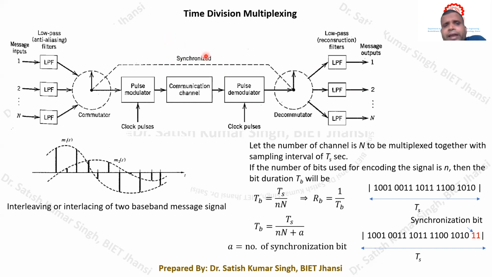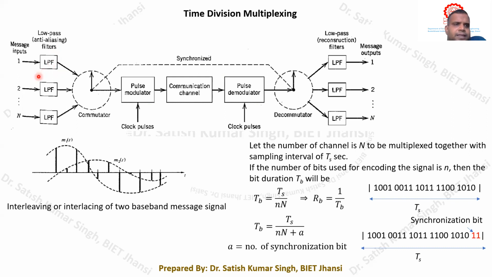Try to understand how this is actually implemented in real life. Look at this block diagram of a time division multiplexing system. We have already seen that in the case of an analog message signal, if we want to send it in digital form, first we need to pass the message signal through a low pass filter, also called an anti-aliasing filter, just to remove the high frequency components. Remember that the function of this anti-aliasing filter is to band limit the message signal.